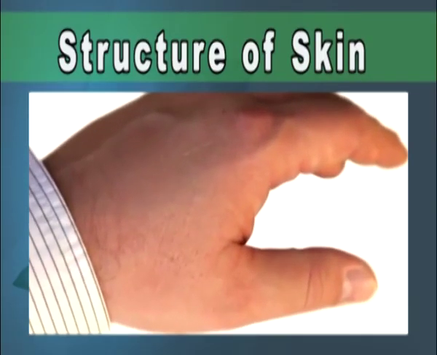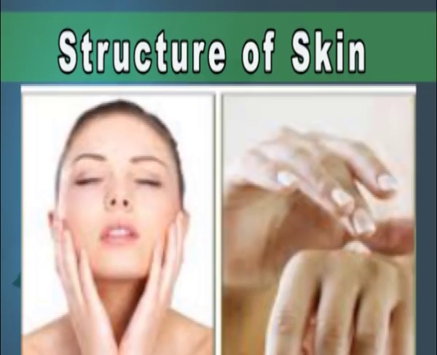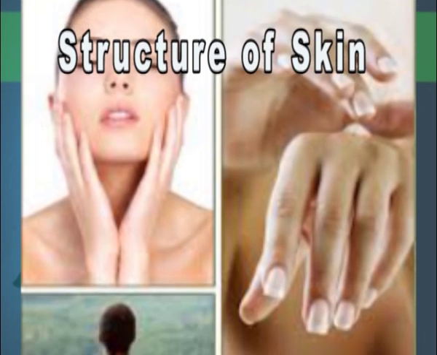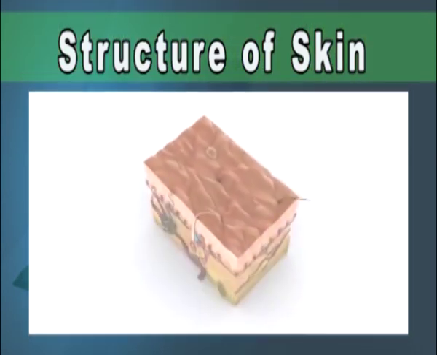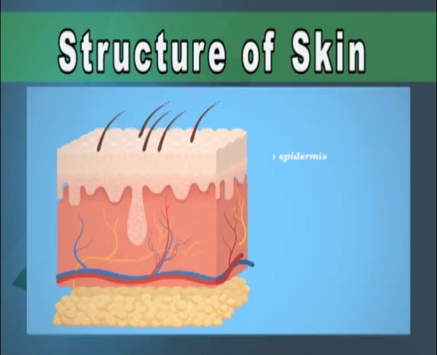Now, after functions of skin, we will talk about the structure of skin. The skin is the largest organ of the body, accounting for more than 10% of total body mass, weighing an average of 4 kg and covering an area of nearly 2 square meters. The skin is divided into 3 major layers: epidermis, dermis and subcutaneous tissue.